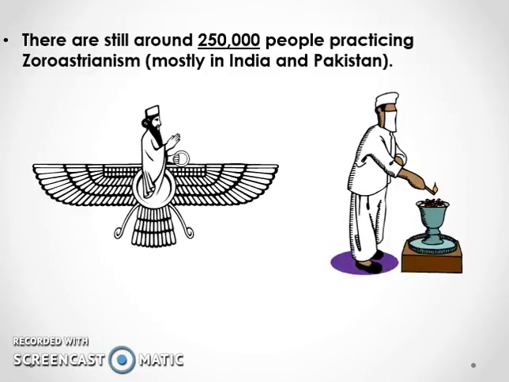There are still around 250,000 people in the world today that practice Zoroastrianism, so it remains a pretty small religion in terms of population today. Most of those who practice Zoroastrianism are in India and Pakistan. And this is the end of the notes on the Persian Empire.